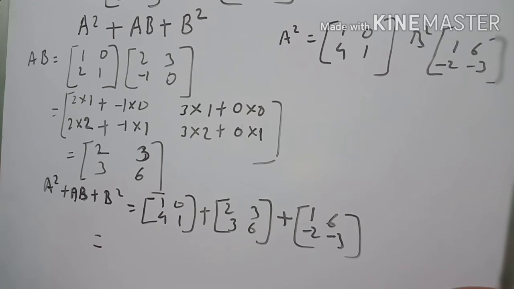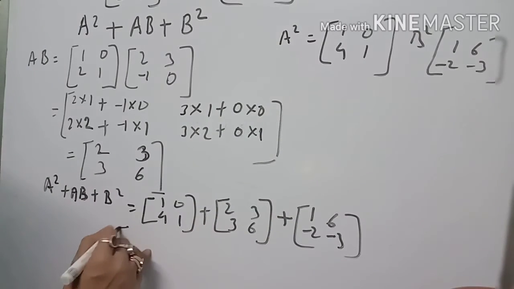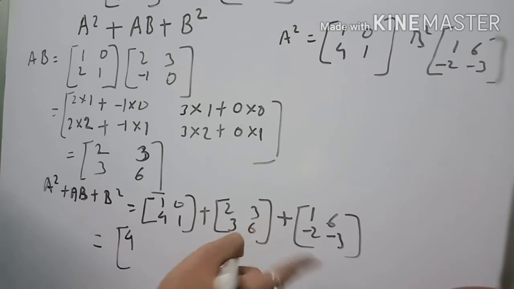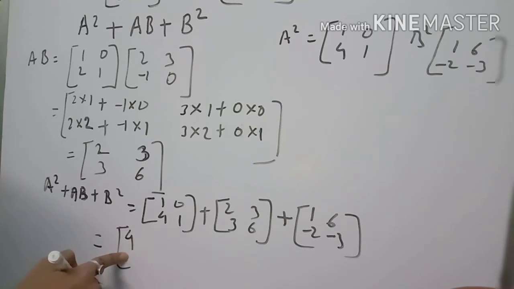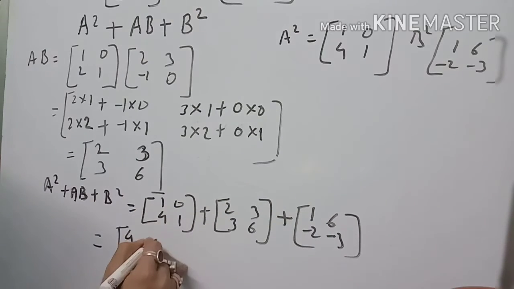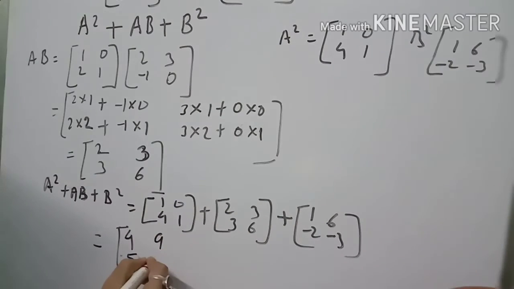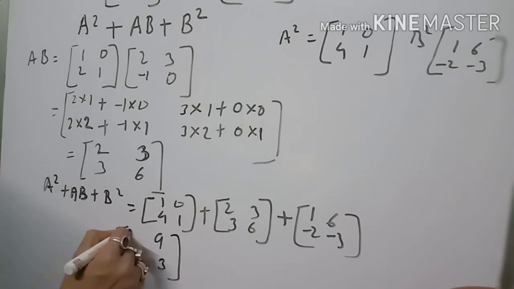So now let us do the calculation. 1, 2, 1, 4. It becomes 4, 4, 3, 7 minus 2. It becomes 5. And here 0, 3, 6, 9, 1, 6 minus 3, it becomes 3. So you got the answer 4 9 5 3. Let us move on to the next sum.